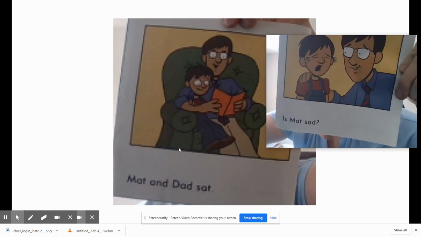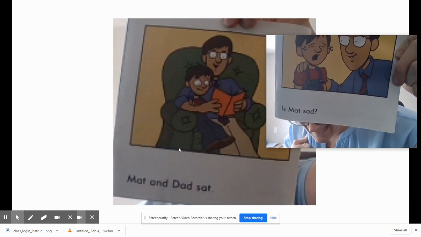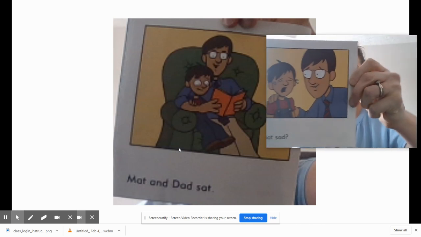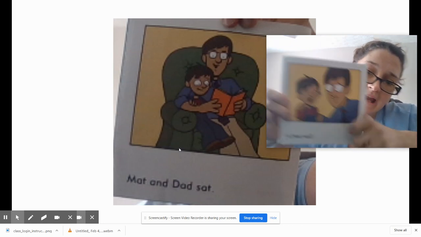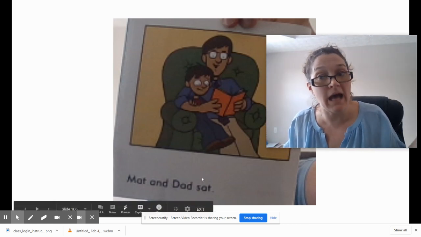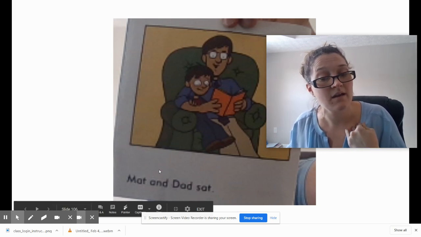From this page right here. So it should say, is Matt sad? How do you think we know? Look at him cry. He's crying. Okay. But luckily, let's finally read this page right here.